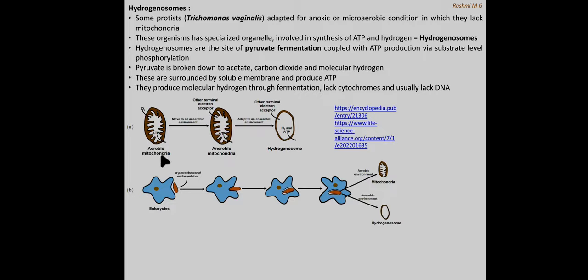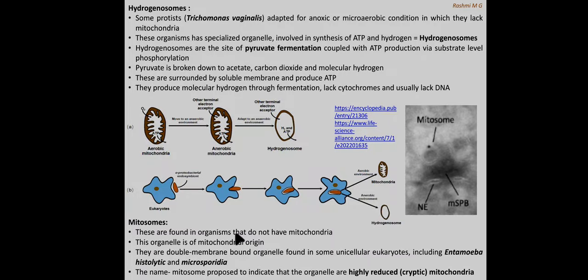See, the aerobic mitochondria move to an anaerobic environment. Other terminal electron acceptors are present here. It becomes an anaerobic mitochondrion, adapted to an anaerobic environment, forming a hydrogenosome where it synthesizes ATP and hydrogen to cope with that condition.